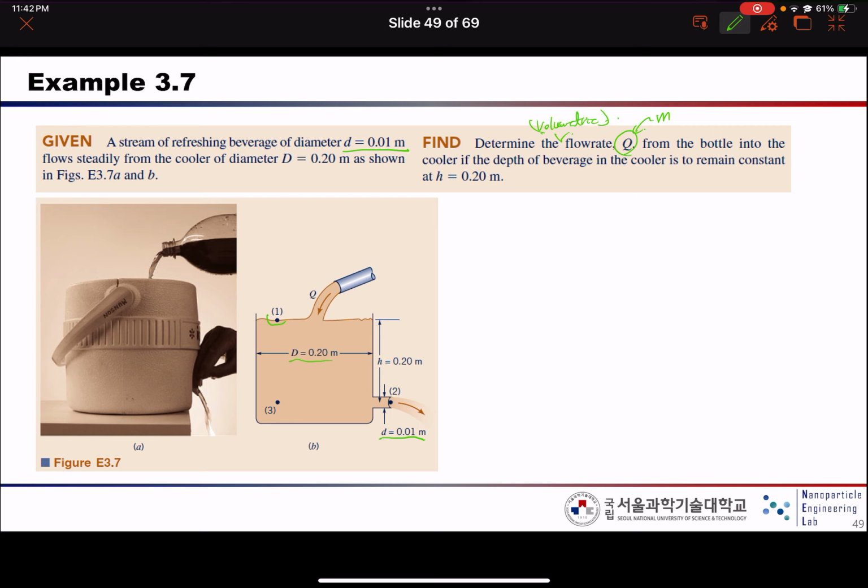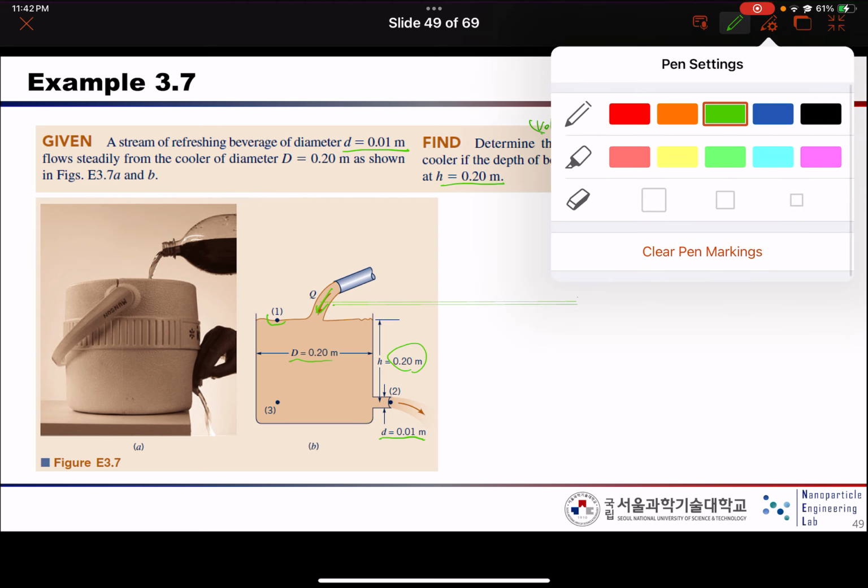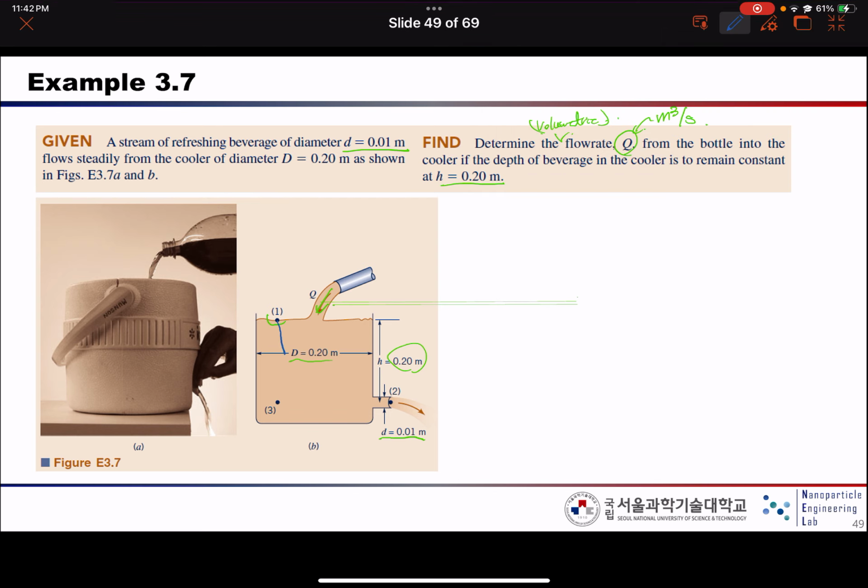The Q unit should be meter cubed per second. From the bottle into the cooler, if the depth of the beverage in the cooler is to remain constant at H equals 0.2. Okay, so H equals 0.2. Okay, you need to supply the Q. Okay, so first I will draw the streamline.